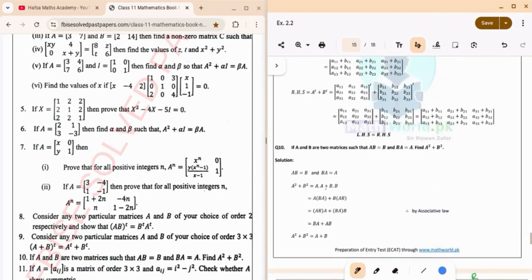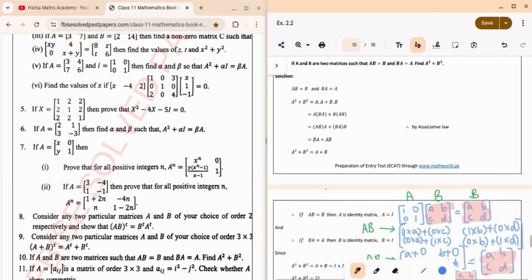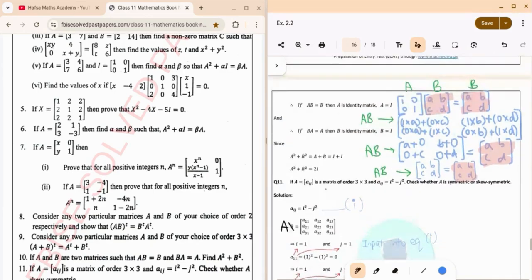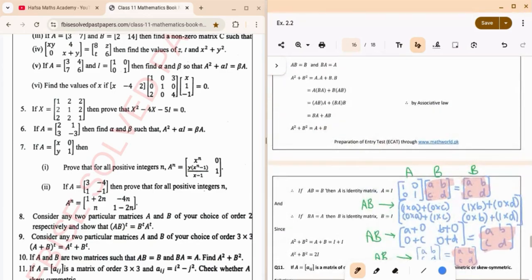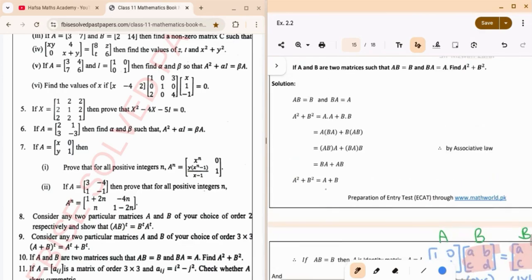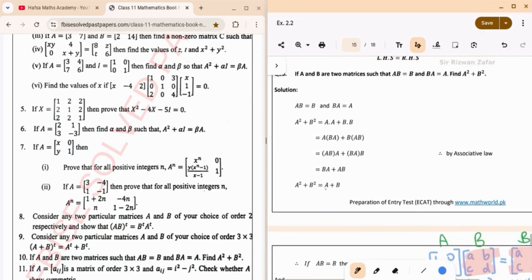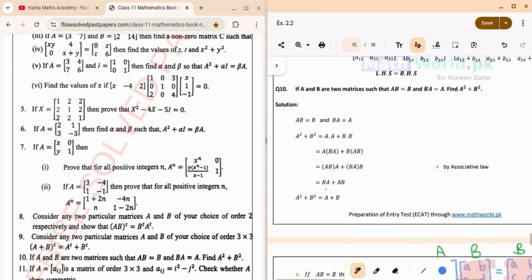Now on to question number 10. Again, I've done some working here from the start so that it's easier to explain. Yesterday I was very, very unprepared, but today we're not. I know how to do things now. Sorry. Question number 10 states, if A and B are two matrices such that AB is equal to B, and BA is equal to A, find A squared plus B squared.